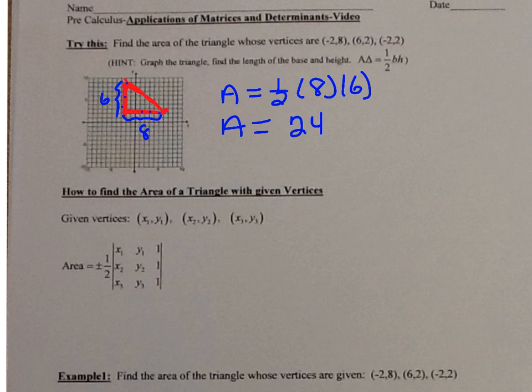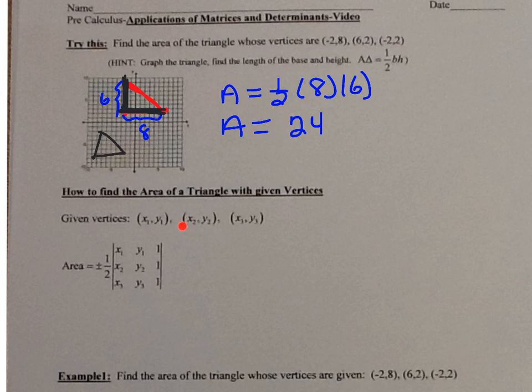Okay, so this is nice if your vertices are given and they are running along the parts of the graph that contain the lines. Well, what if you have a triangle that looks like this and it doesn't stay on the lines of your graph? Well, then how do you find the area of this? And that's where we would use the area of a triangle using matrices and the determinant.